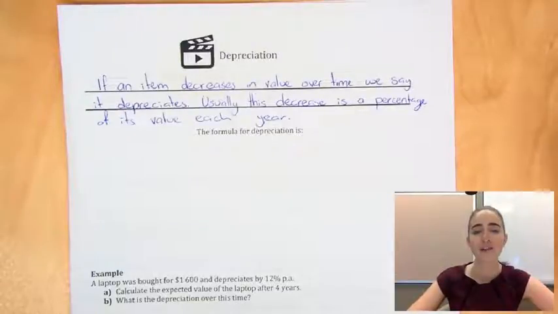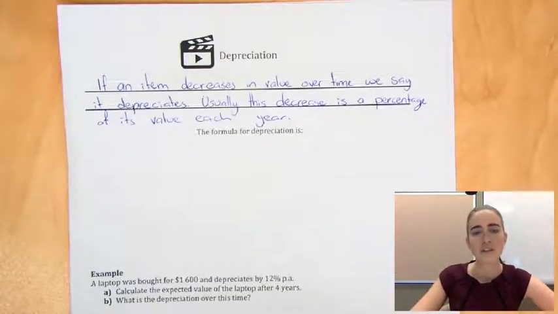In this video, I want to have a look at depreciation. So if an item decreases in value over time, we say it depreciates. And usually this happens as a percentage. So it depreciates, it loses value as a percentage of its value each year or each time period.